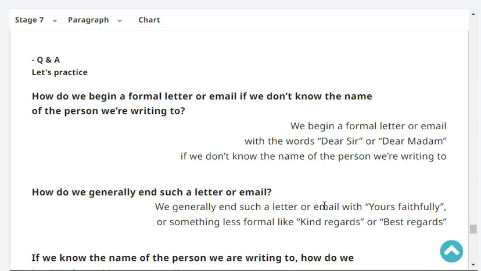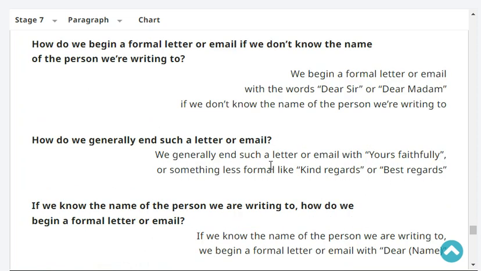How do we begin a formal letter or email if we don't know the name of the person we're writing to? We begin a formal letter or email with the words Dear Sir or Dear Madam if we don't know the name of the person we are writing to. Very good.